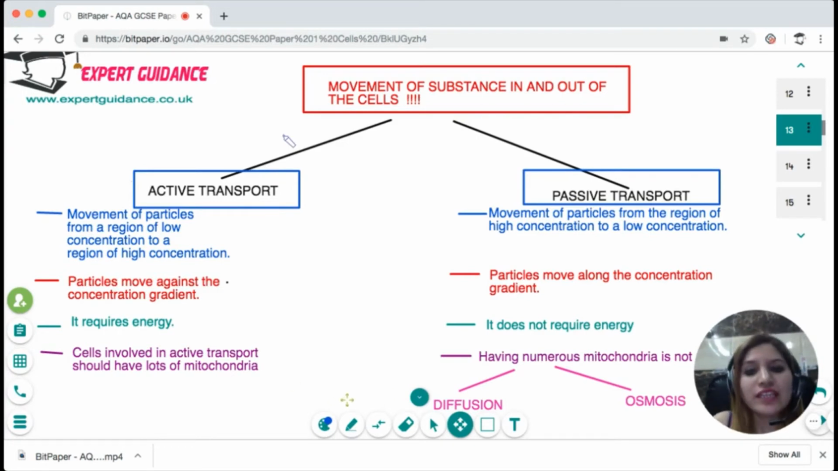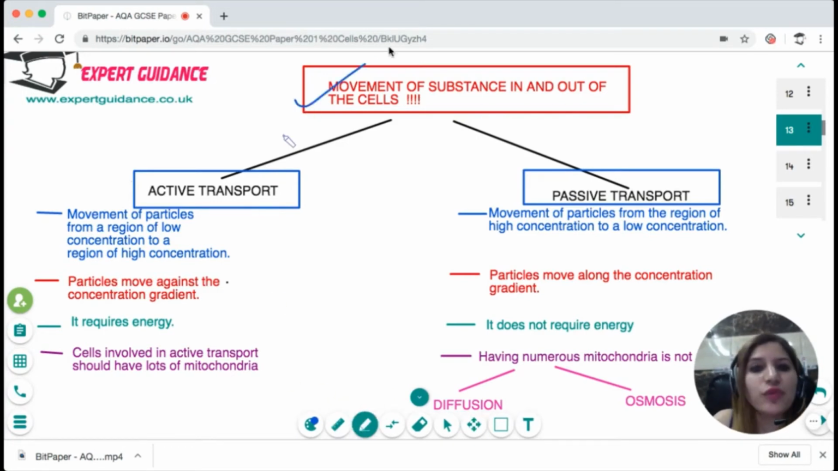So there need to be the substances to move in and out of the cell, which happens through the cell membrane, but there are two processes that are involved in movement of substances in and out of the cell. So we categorize these two processes in terms of active transport and the passive transport.